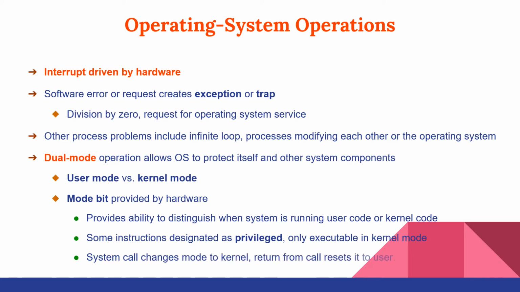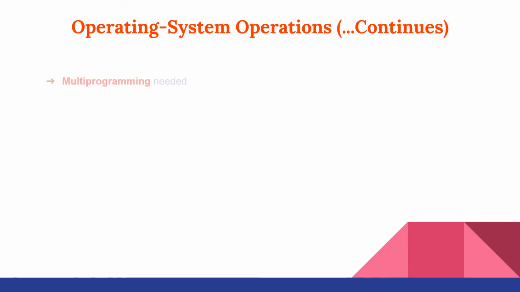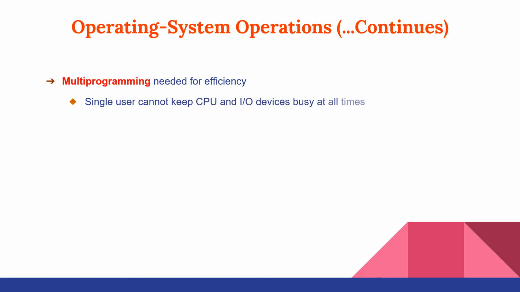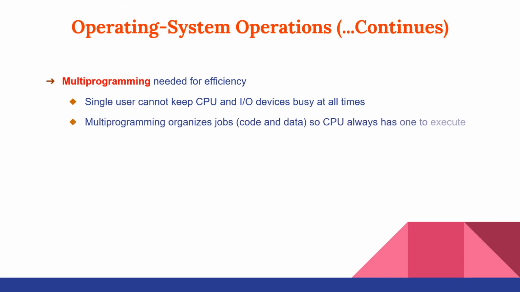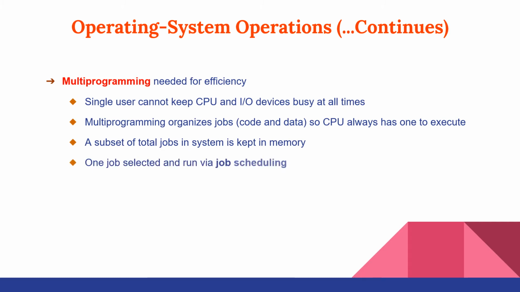Now let us talk about multiprogramming, needed for efficiency. In this, a single user cannot keep CPU and I/O devices busy at all times. Multiprogramming analyzes and organizes jobs so the CPU always has one to execute. A subset of total jobs in the system is kept in memory. One job is selected and run via job scheduling. When it has to wait, the OS switches to another job.